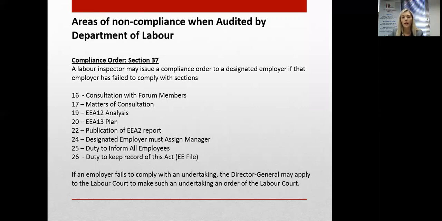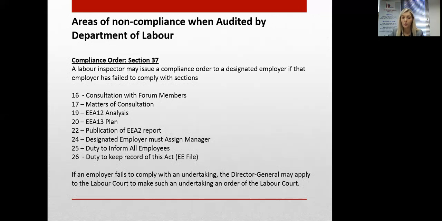Now, the areas of non-compliance when audited by the Department of Labour refers to section 37, which is your compliance order, where a labour inspector may issue a compliance order to a designated employer if that employer has failed to comply with the following sections listed. Section 16, consultation with forum members. 17, matters of consultation. 19, your EA12 analysis. 20, your EA13 plan. 22, publication of your EA2 report.